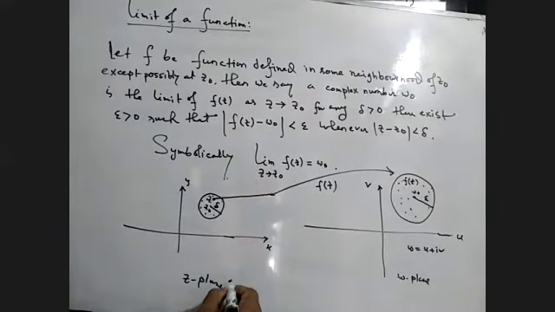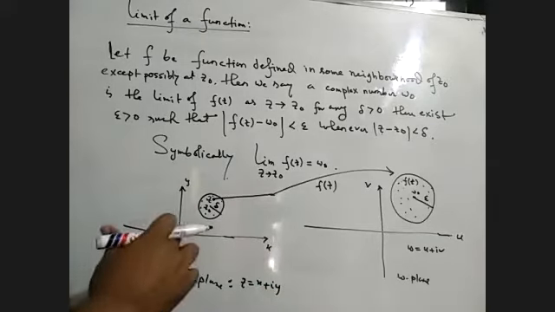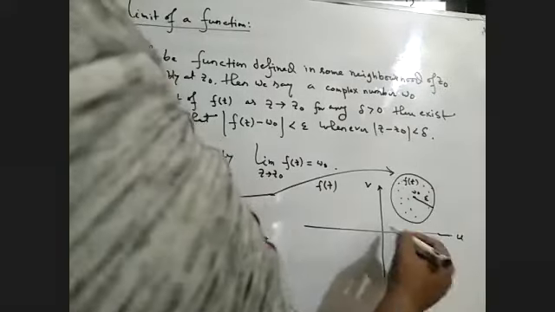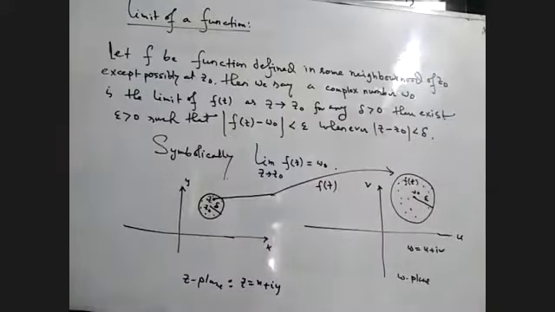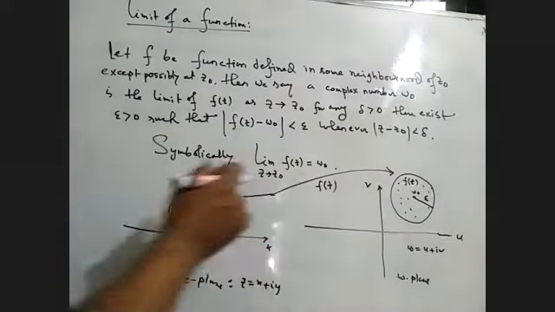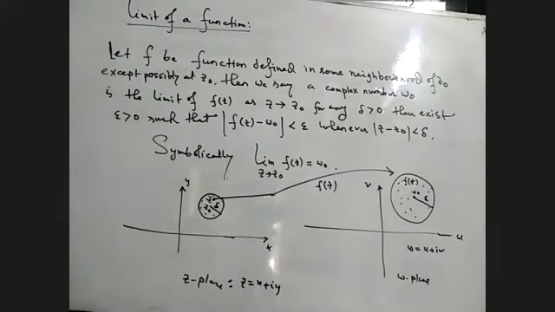But in z plane, z can be written as x plus iy. Here x is variable and y is also variable. x will be the real axis variable and y will be the imaginary axis variable. But in w plane, u will be the real axis variable and v will be the imaginary axis variable. Then we get the mapping. Okay. This is the complete definition of a limit.